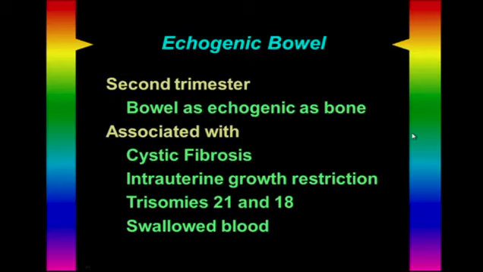We also evaluate the fetal abdomen to look at the bowel. Typically the bowel is homogeneous and not as echogenic as bone, but sometimes it is as echogenic as bone, and this can be associated with abnormalities including cystic fibrosis, intrauterine growth restriction that will develop subsequently, trisomies 21 and 18, and also with swallowed blood.